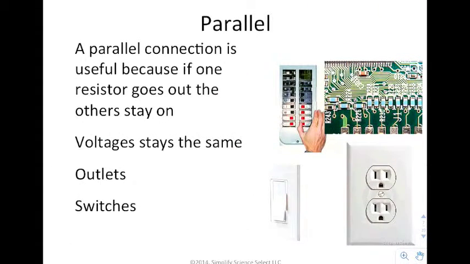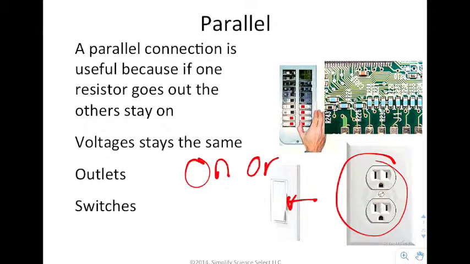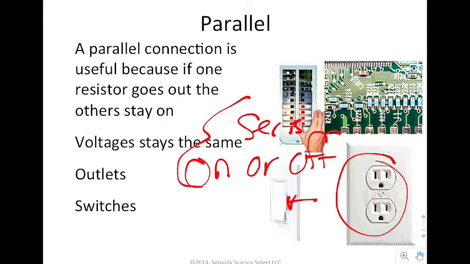So a parallel connection is really useful because if one resistor goes out, the others stay on. That's really helpful whenever you have something like an outlet or a switch. You wouldn't want to be in a house in which everything in the house either had to be on or off. That's the way that series circuits work. It's either on or it's off, the whole thing.